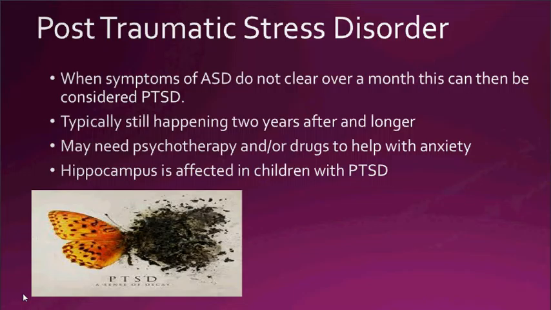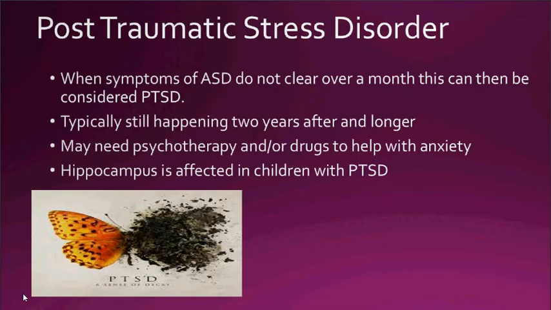Now we have post-traumatic stress disorder, which is quite similar to acute stress disorder, but one of the biggest things that makes them different is that PTSD can last up to 2 years or even longer, and like I said on the past slide, ASD typically only lasts 1 month. For PTSD, many may need psychotherapy and or drugs to help with the anxiety.